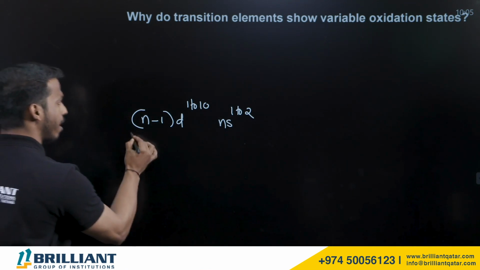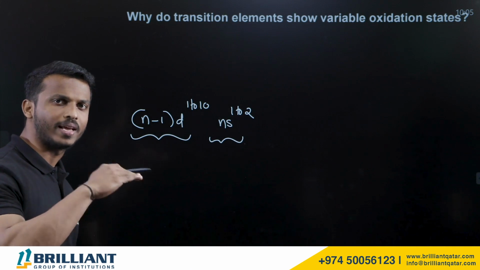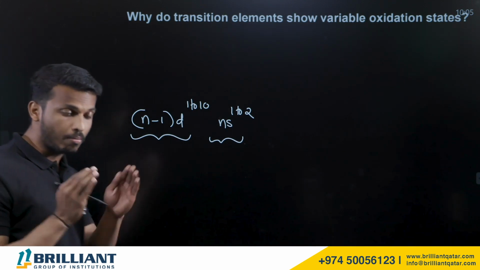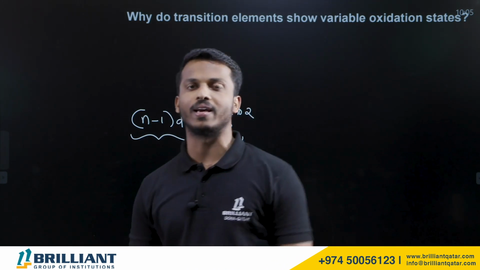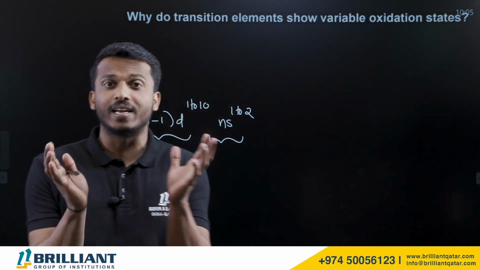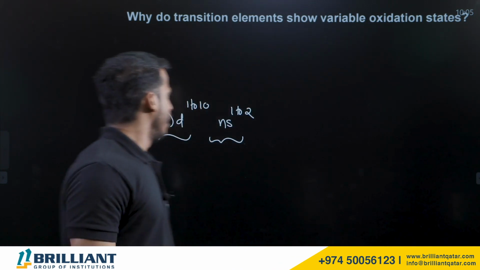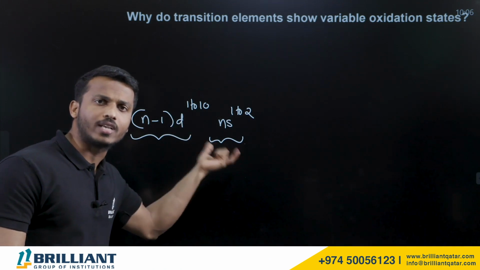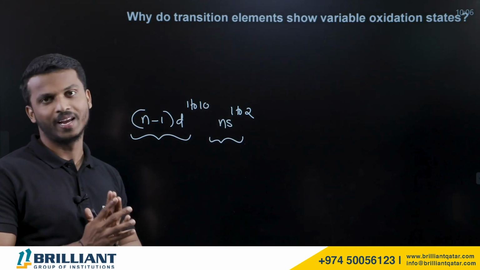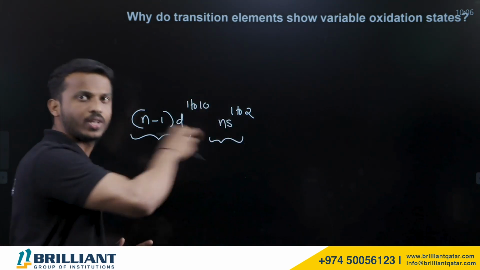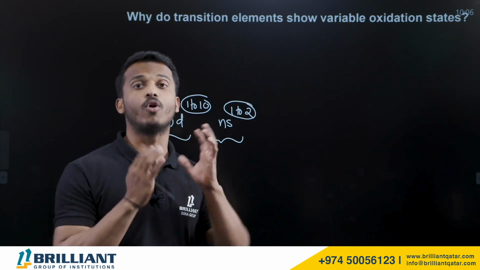Dear all, this (n-1)d orbital and ns orbital have almost similar energy. They have comparable energy. We will call those orbitals having almost similar energy degenerate orbitals. If (n-1)d orbital and ns orbital have comparable energy, how does it affect the oxidation state? Dear student, if these orbitals have the same energy, those electrons can be involved in bonding.